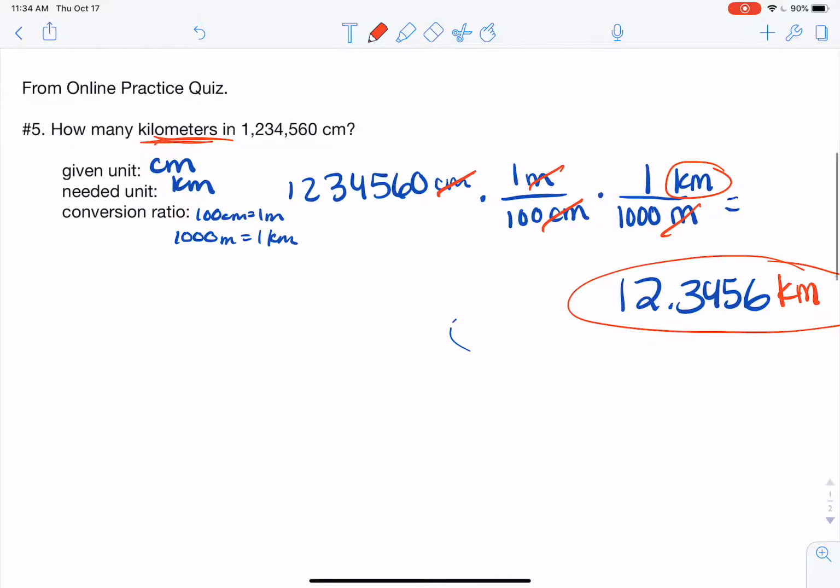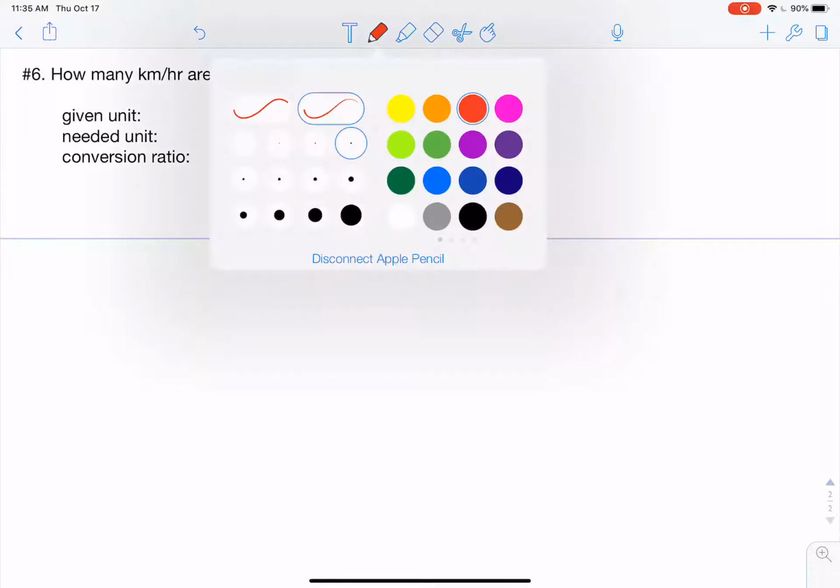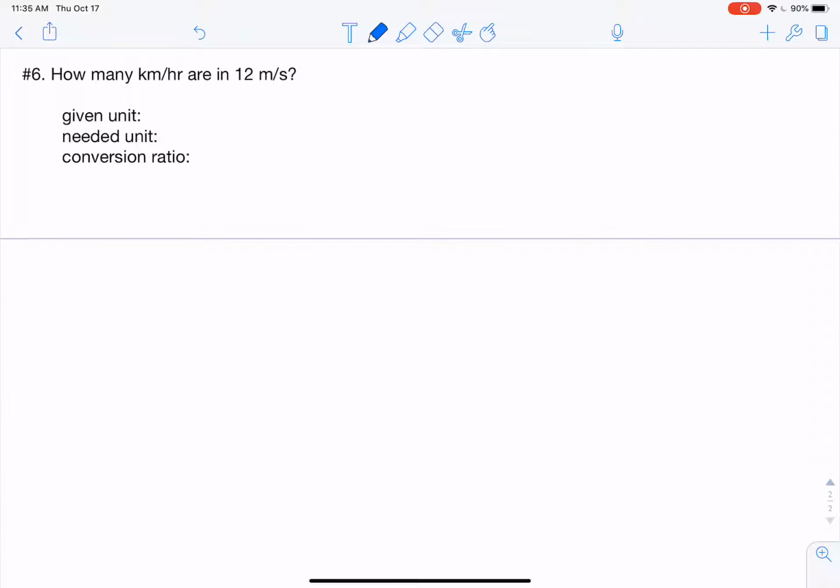Let's do the next example. This one is much harder. A lot of people missed the second question because not only is it just like a straight length change, it also includes a rate. So it's kilometers per hour and 12 meters per second. So I'm going to switch back to blue. So how many kilometers per hour are in 12 meters per second? So the given unit is meters per second, and the needed unit is kilometers per hour.